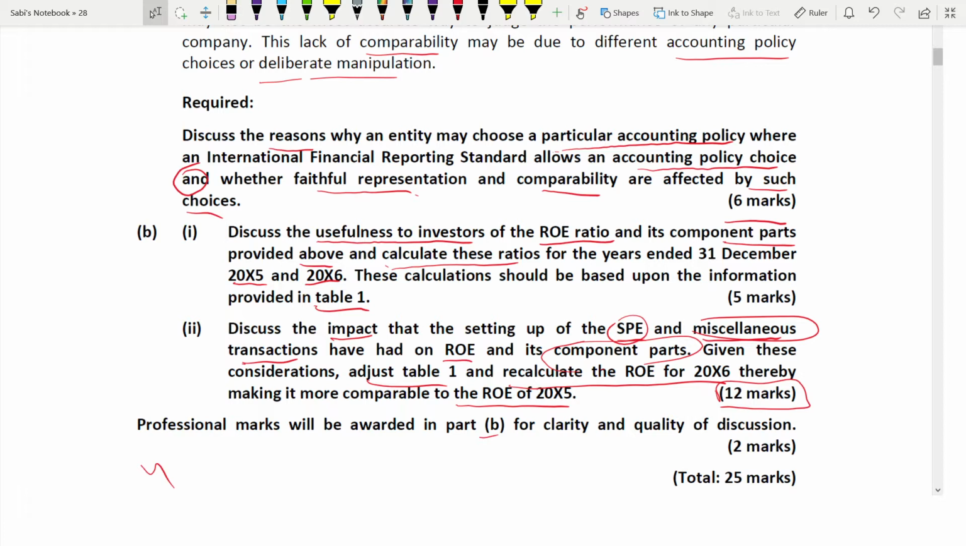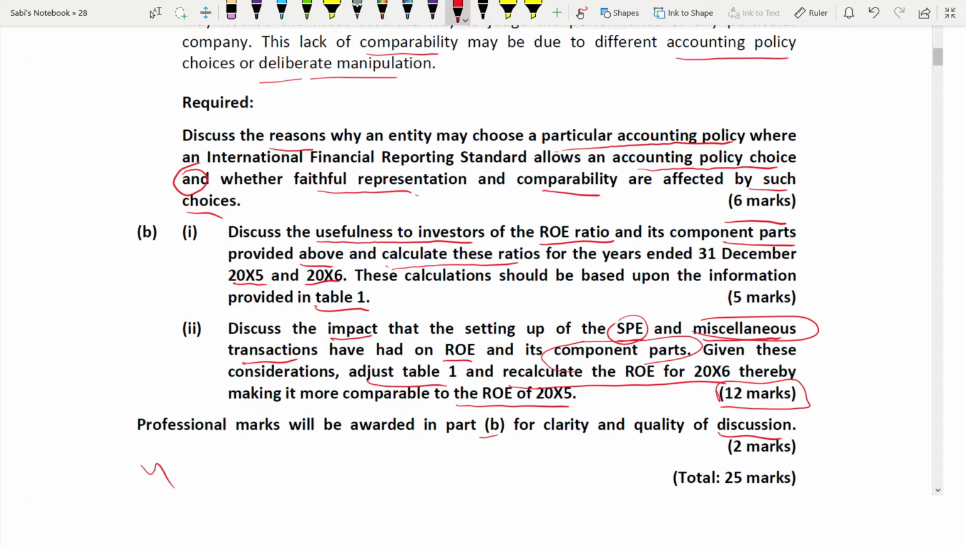Professional marks will be awarded for part B for clarity and quality of discussion. This is relating to part B. The first 2 professional marks you'll be getting in question number 2 for ethics. The remaining 2 marks you'll be getting in question number 4 for discussion. It could be any discussion. This is relating to the ROE, ratios, and the usefulness to the investors. When you talk about the usefulness to the investors, not only the financial thing, you also have to talk about the non-financial advantages and usefulness. The more points you discuss, the more marks you will get, and hence it will increase your professional marks as well.